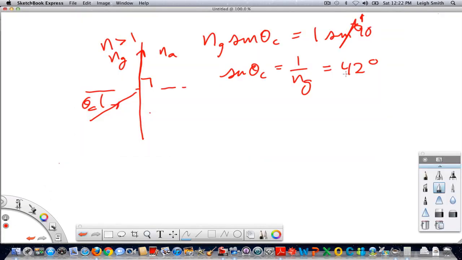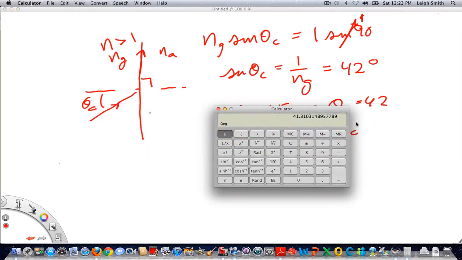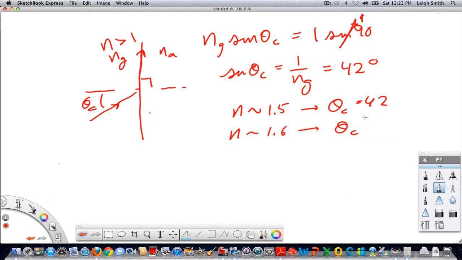Now suppose the index is around 1.5, then theta critical is about 42. But let's suppose that the index increased to about 1.6. Then theta critical, if I take the inverse of 1.6 and then the inverse sine, is about 38.6 degrees, or about 39 degrees.